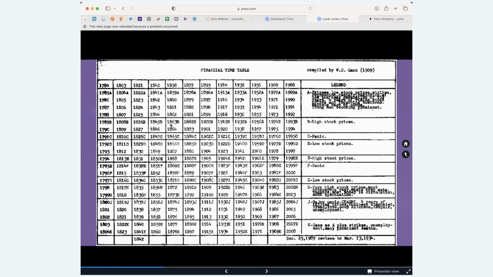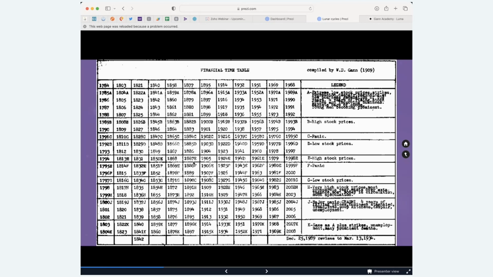Then the prices move up. Then again there is panic in these years, and then the prices again hit a low. Then again the prices go up. Again there is panic. Again the prices hit a low. And this way he's actually categorized them as A, B, C, D, E, F, G, H, J, K. Okay, so these are the periods, and this keeps repeating itself.